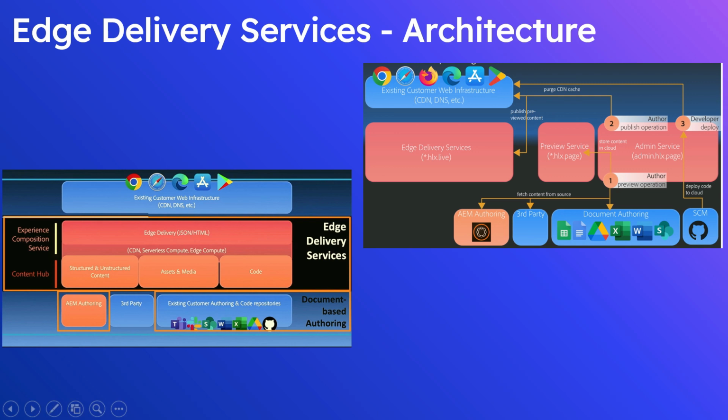If you see this diagram, when the content is previewed by the author, the Edge Delivery Services fetch the content from the sources and store the content in the cloud. Also it enables the preview page URL. Now when the author publishes the content, the preview content is published to the Edge Delivery Services CDN that updates the existing content. Also, the cache is purged from the customer CDN. Finally, the code changes from GitHub are deployed to Edge Delivery Services.